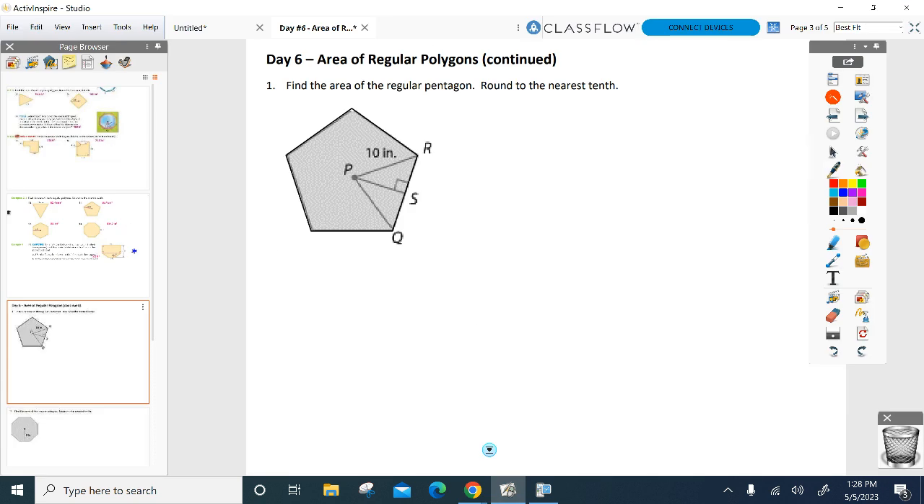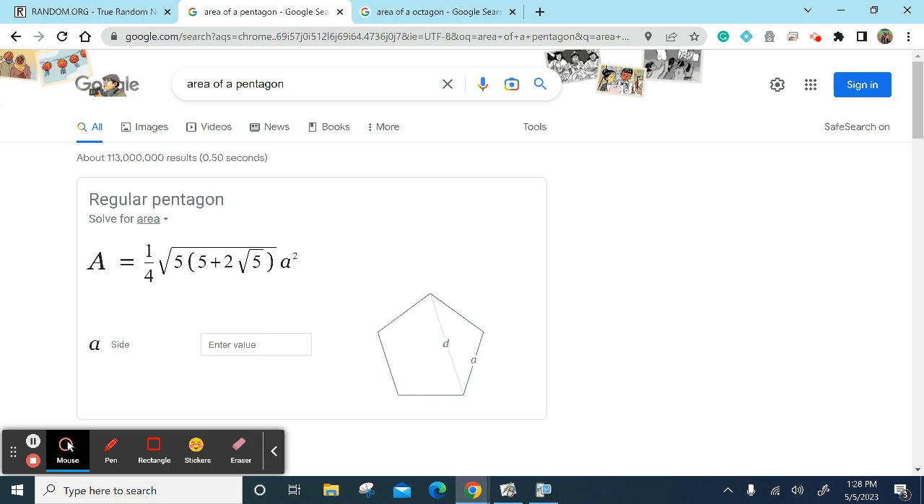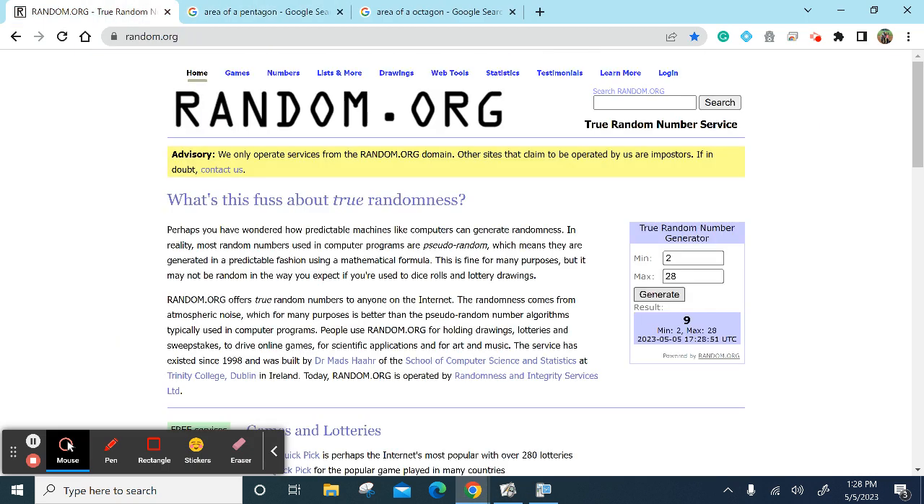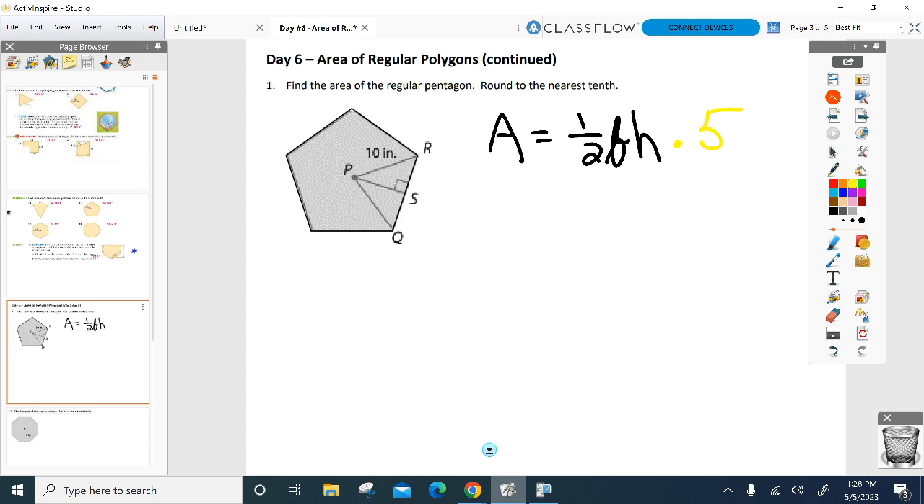All right, so here we go. It is a pentagon, so 1/2 base times height, one of the triangles, times 5. What was that 10 inches called again? What did we call that yesterday? It's a radius, correct. I didn't give you anything, so you've got to help me get the base and the height here.